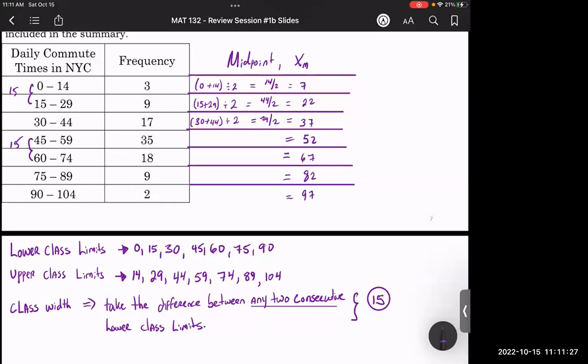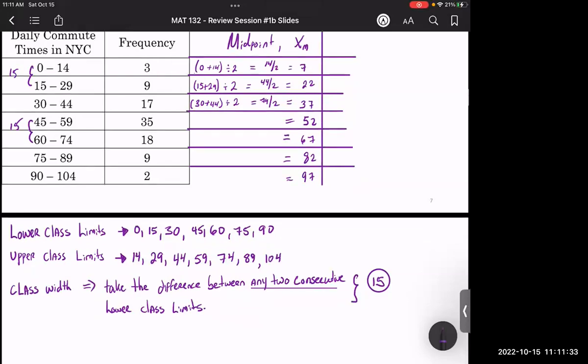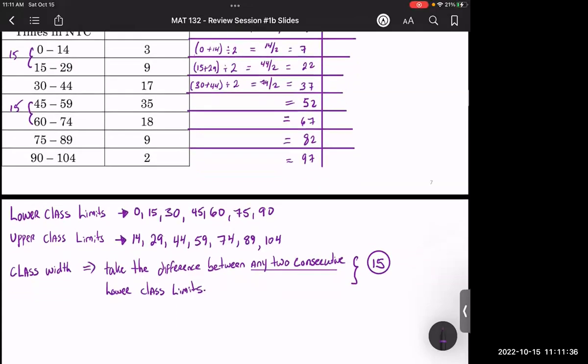On my lab, unfortunately, they're not just going to accept your table. This problem came from my lab, so you actually had to write out your class midpoints. You say class midpoint, and then list the values in order: 7, 22, 37. We found the first 3 manually, and then found the pattern was going up by 15s, exactly your class width. So the remaining numbers were 52, 67, 82, and lastly 97. Okay, any questions?